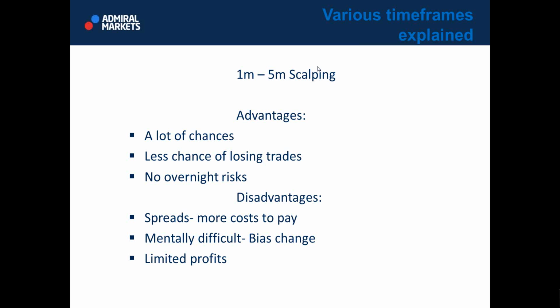Disadvantages: spreads. First, the spread is the big disadvantage, because you need to pay more cost for the spread. Scalping is definitely not an option for pairs which have more than 2.5 pips spread, because when scalping you aim for 5, 10, 15 pips, and if you have a big spread, that is stupid. Don't scalp on pairs which have big spreads.